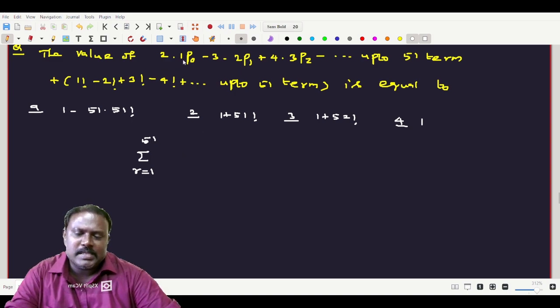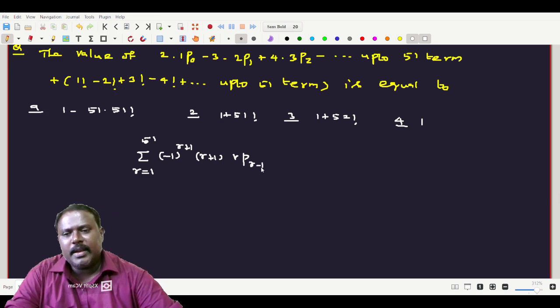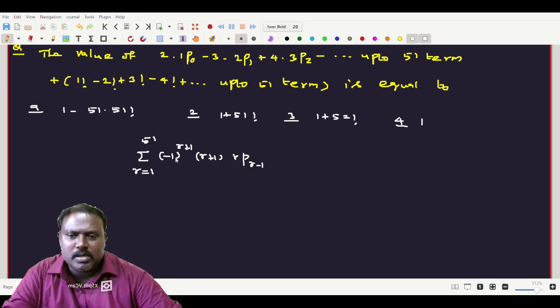This summation is going alternately, so I am writing minus 1 whole power r plus 1. Here 2 is there, this is 1 P0. So if I put r equal to 1, I need to get 2. So here I am writing r plus 1, and this is r P, r minus 1.